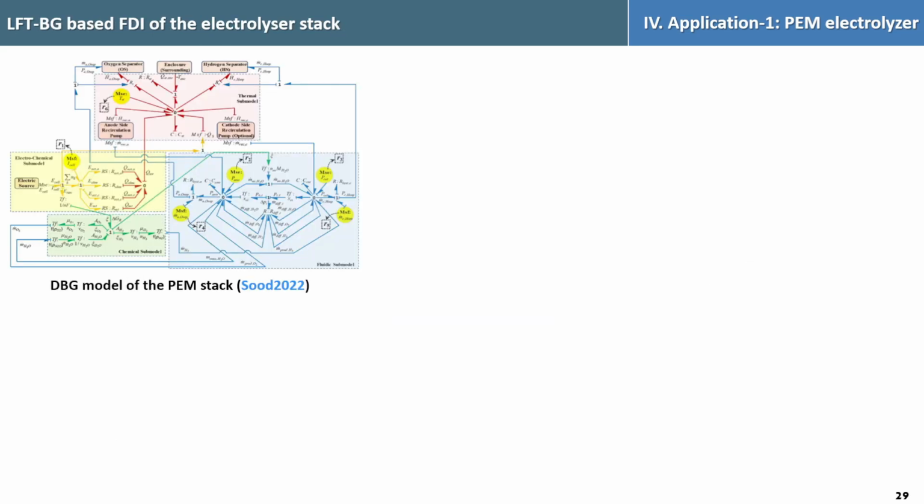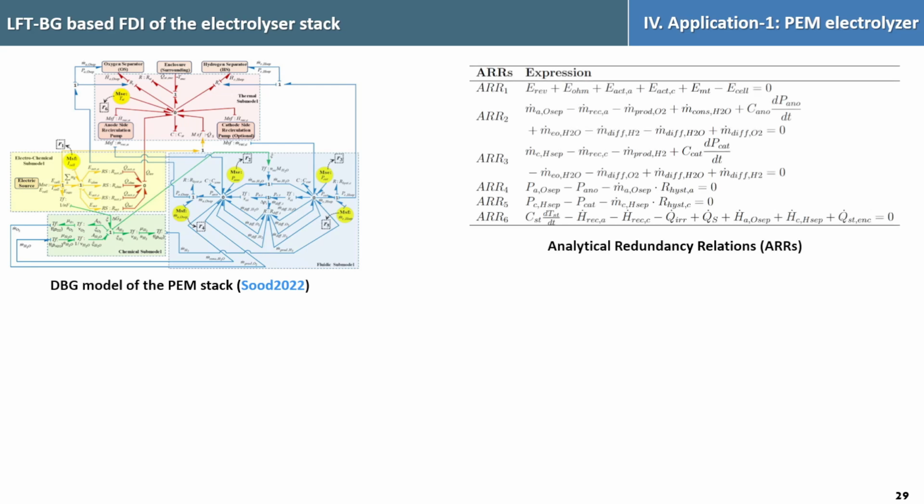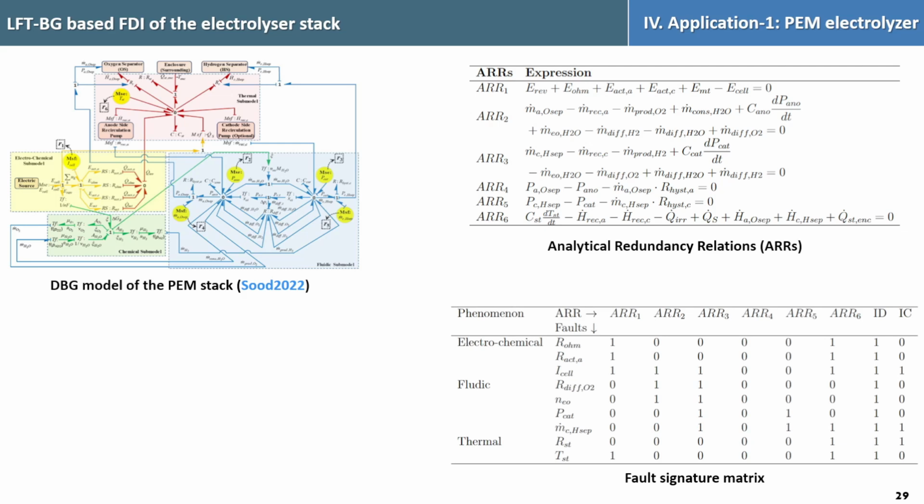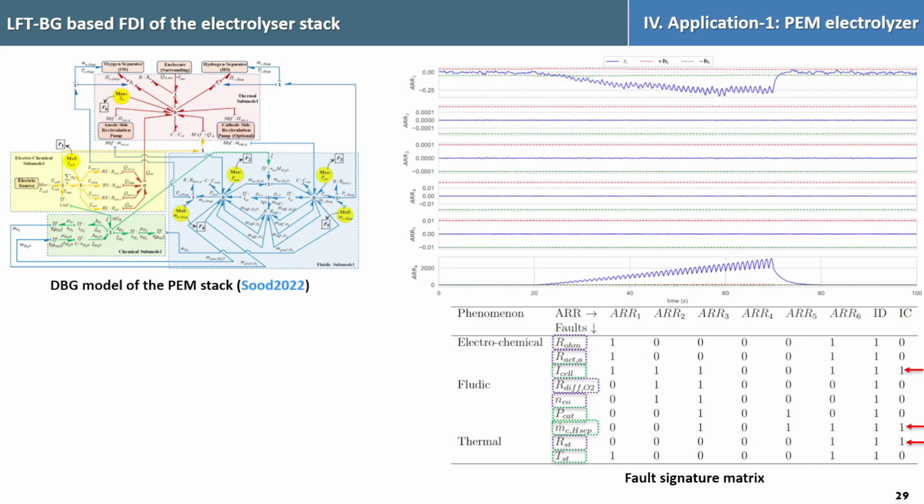On this slide, we focus on the diagnostic bond graph model for the electrolyzer adapted from Mr. Sumit Sood's paper. We derived 6 analytical redundancy relations leading to a fault signature matrix using structural relations. There are 9 types of faults, 5 parametric and 4 sensor. Analyzing the fault signature matrix, we find 3 structurally isolable faults, while the rest are non-isolable. We showcase the residual response for a temperature sensor fault here.